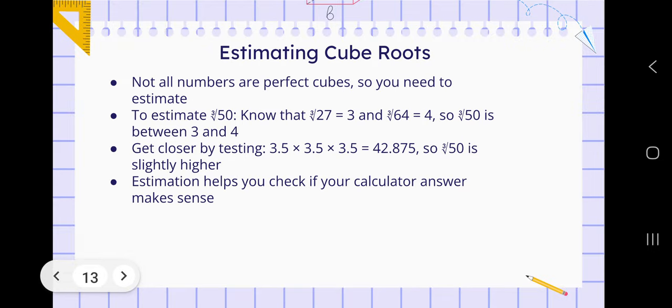Estimating cube roots. Not all numbers are perfect cubes, so you need to estimate. To estimate the cube root of 50, note that the cube root of 27 is 3 and the cube root of 64 is 4. I'm just going to write on a sticky note. The cube root of 50 is somewhere between 3 and 4.